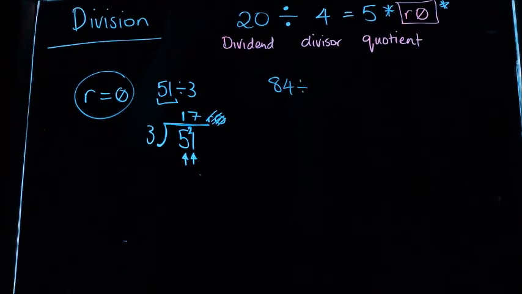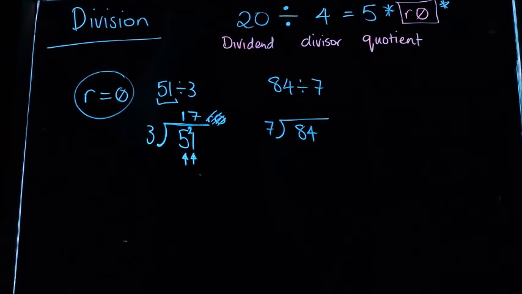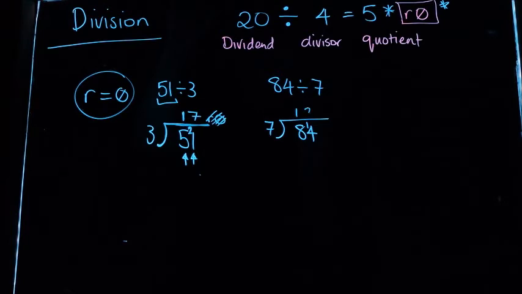84, how many 7s? And we can set up our short division algorithm. The dividend has to go underneath the sign and the divisor out the front. And now we can look at the 8, and 7 goes in once and there's 1 left over. And now we read this as 14. And we think about how many times 7 goes in there, and it goes in there twice.